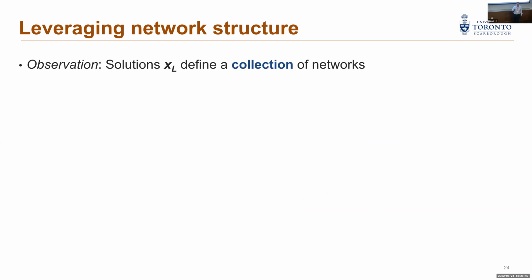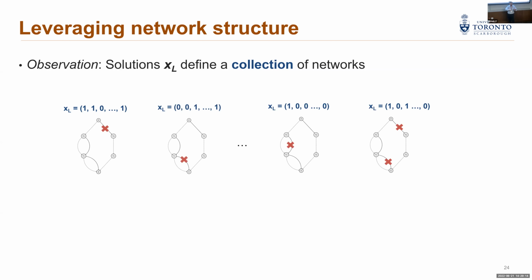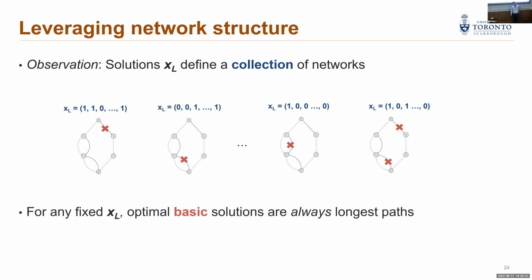So I'm going to show the intuition. What is this problem? When you think of how this problem works, in these parameterized networks, every XL is going to define me a particular network. So the set of solutions is actually a collection, a family of networks. For example, if I fix XL to a particular binary value, I'm going to have some network where some arcs are blocked. And for all of them, I'm going to have a different family of networks. So if you put all of them together, you're going to have this big, happy family of networks that you want to solve.